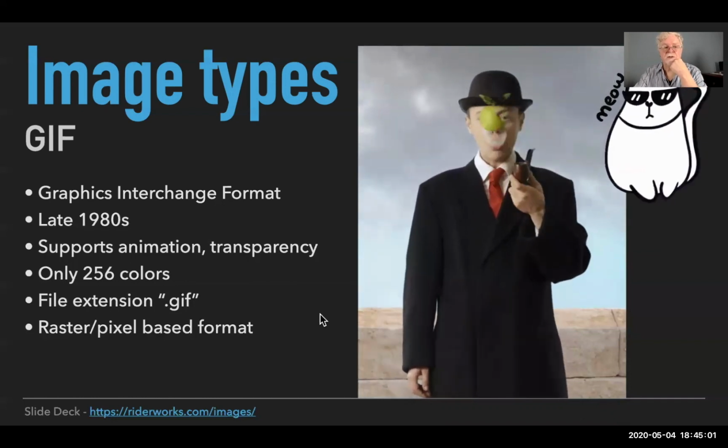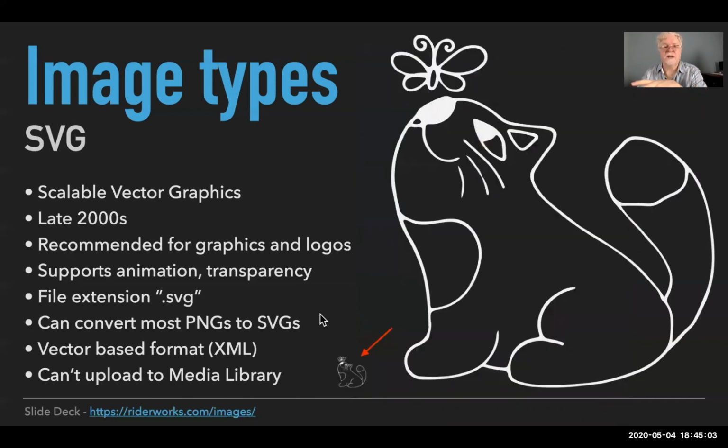So the next one is one of my favorites, and it's called an SVG. It's a scalable vector graphics, and the big difference here is that it's not a pixel-based image. It's based on vectors. So essentially these images have no pixels. They just have lines and curves with dots in them that move these lines and curves around.